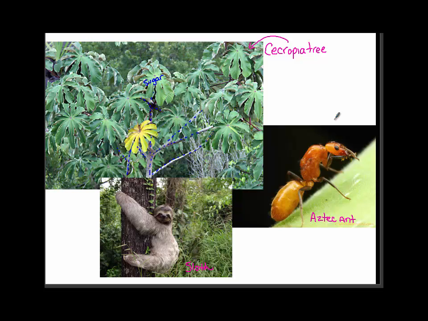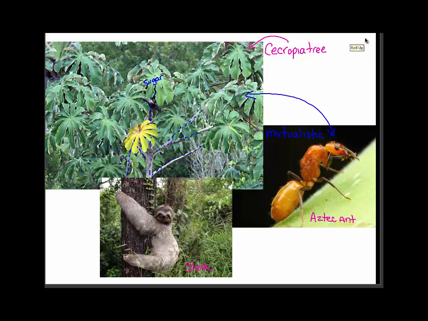So, what we have here is a mutualistic relationship. Let me write down mutualistic between the ant and the Cecropia tree. The Cecropia tree benefits by having the ants on it because no other species comes and eats its leaves, and the ants benefit by getting the sugar. So you have a mutualistic relationship there. Now, what does the sloth have to do with anything? You have a sloth and a Cecropia tree.